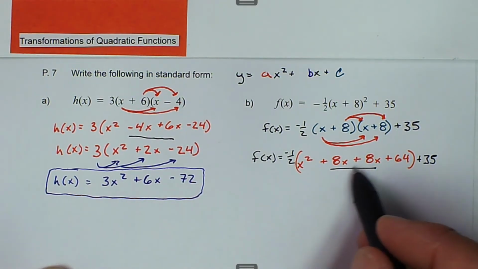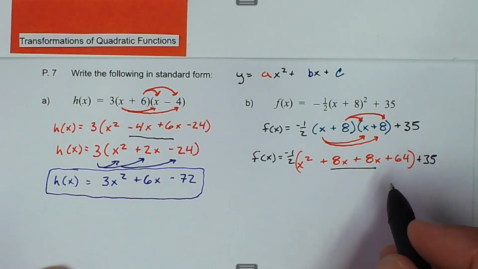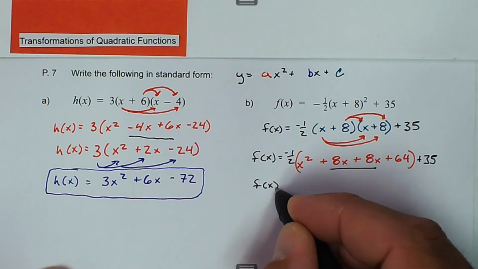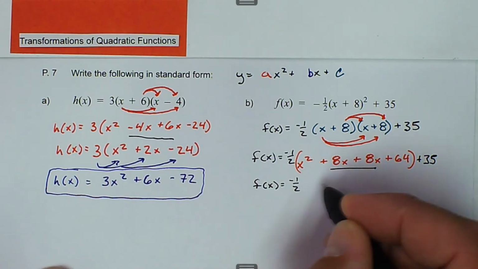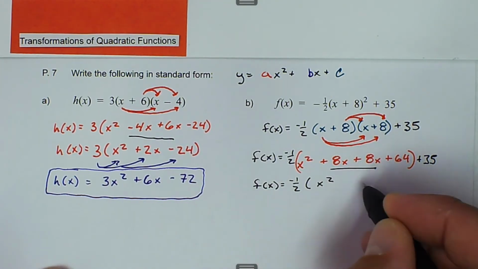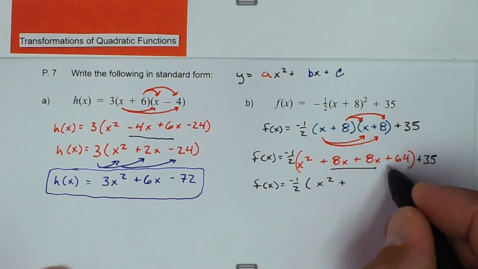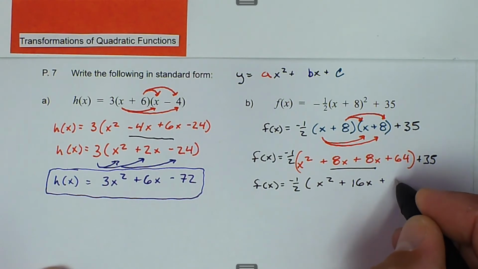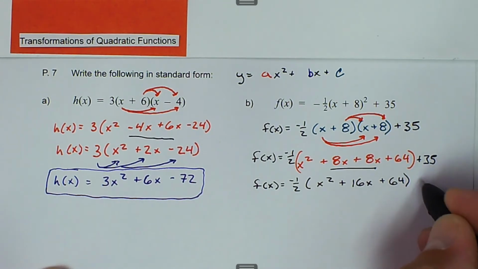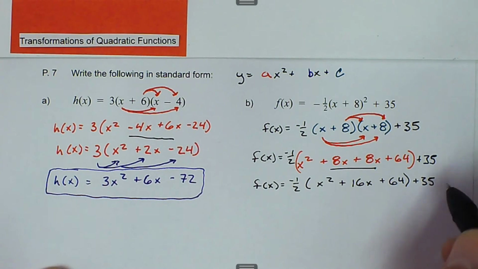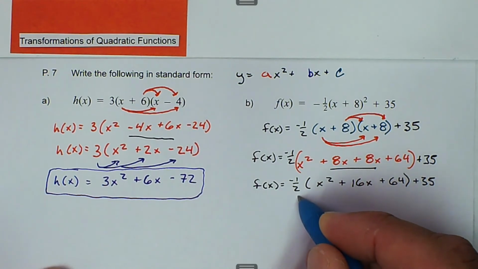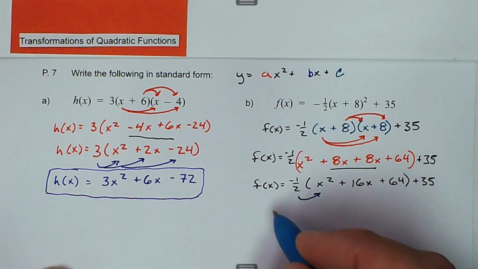So we can combine like terms. We have 2 x terms there, and we can bring everything else down. So we have f of x equals -1/2 times x squared plus 16x plus 64 plus 35. And then we can do our multiplication, where we distribute the -1/2 into the trinomial.